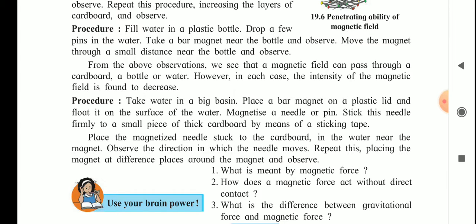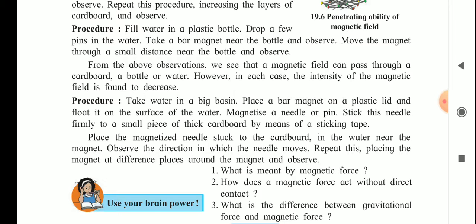So now, what is magnetic force? The magnetic force is a consequence of the electromagnetic force, one of the four fundamental forces of nature. And how does a magnetic force act without direct contact? Magnetic force acts without even direct contact because of the penetrating ability of the magnetic field.